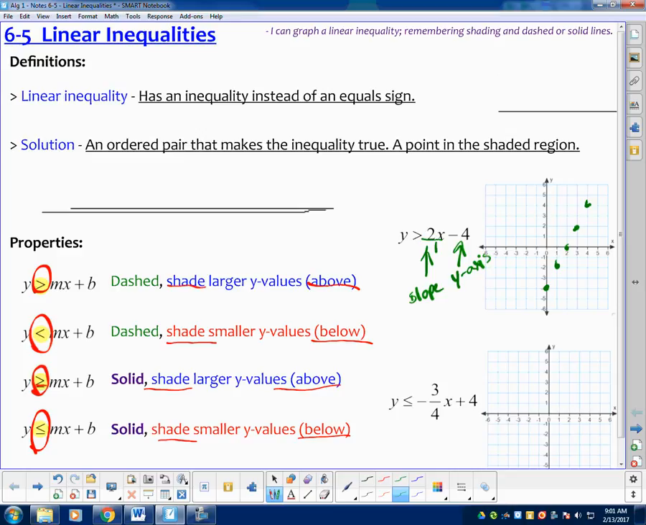Okay, so look at the inequality here, and we need to look at our rules. Look at greater than. Is it a solid or a dashed line? Dashed line. So I just do like this. And greater than, think about that in your mind. If it's greater than, is it going to shade all of these that are larger numbers or below? Above. So we're just going to go like this. It's shading.